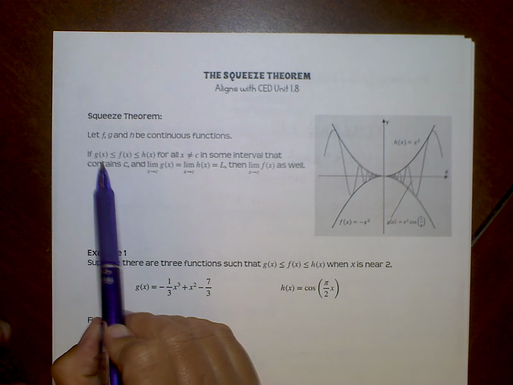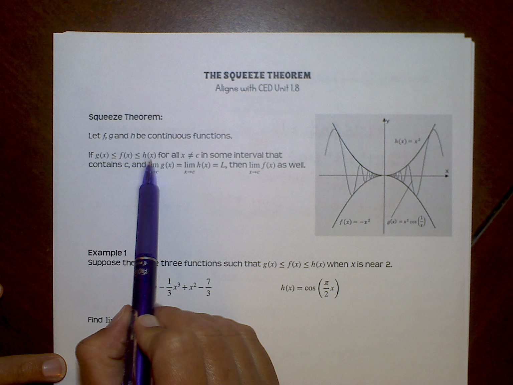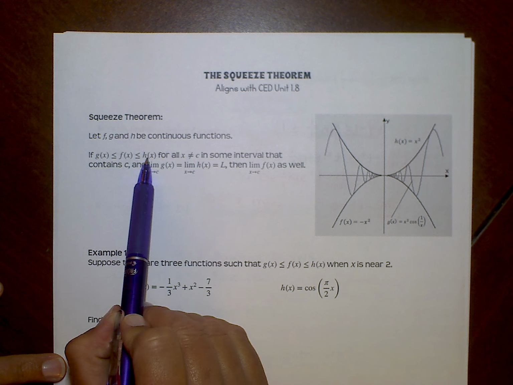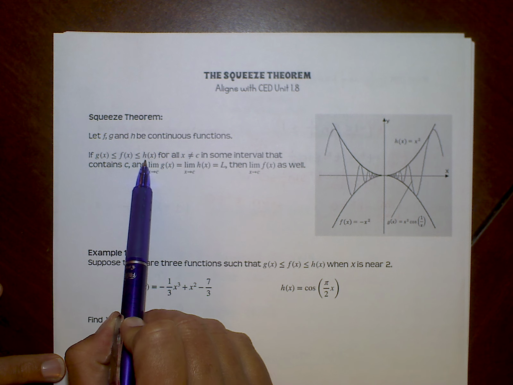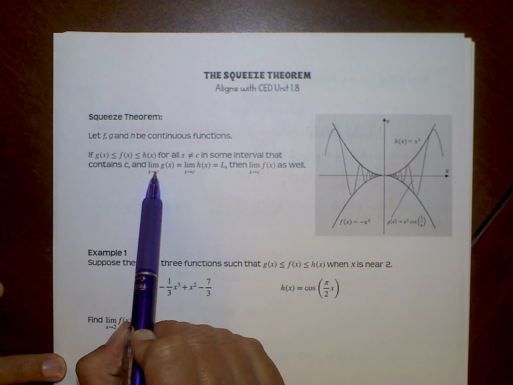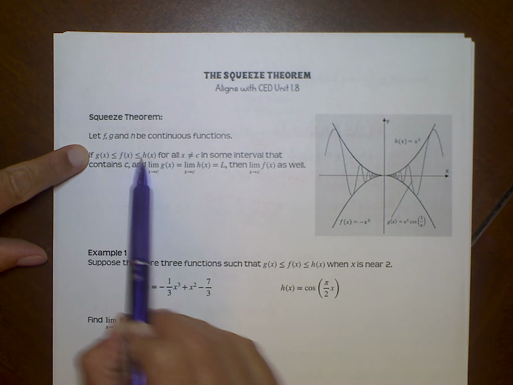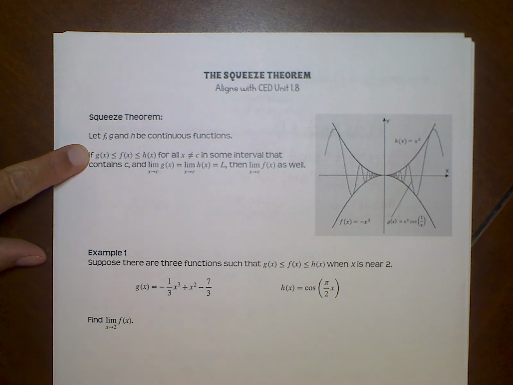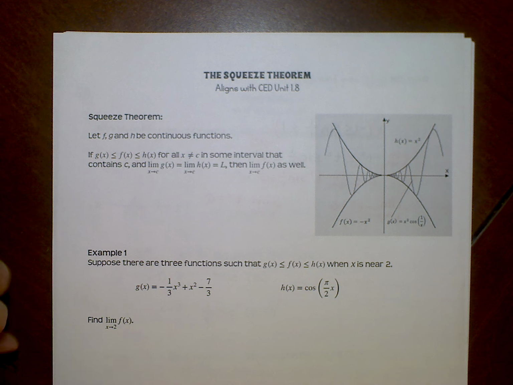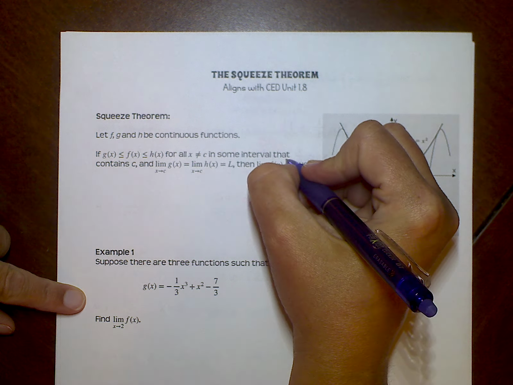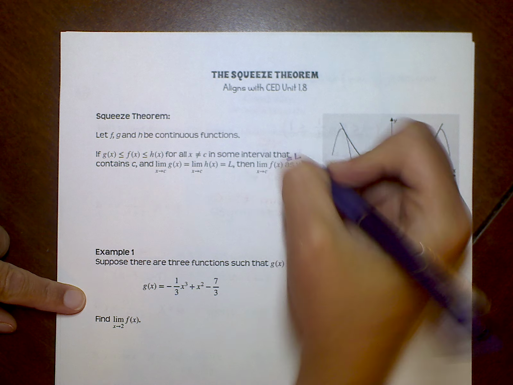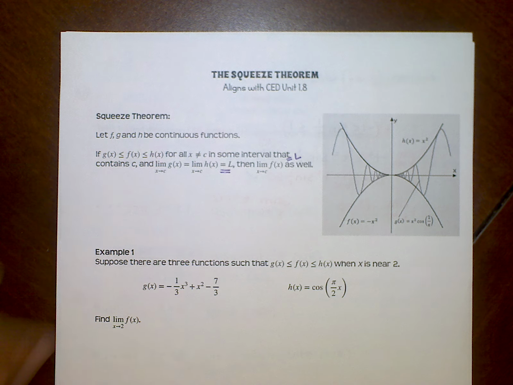Okay? So if we have this sandwich situation, where f of x is squeezed in between two other functions, and the limit of this one is equal to the limit of this one, then the limit of the middle one must be that same thing as well. And so actually, this says limit of f of x should equal L as well, like this. This should be the same, okay?